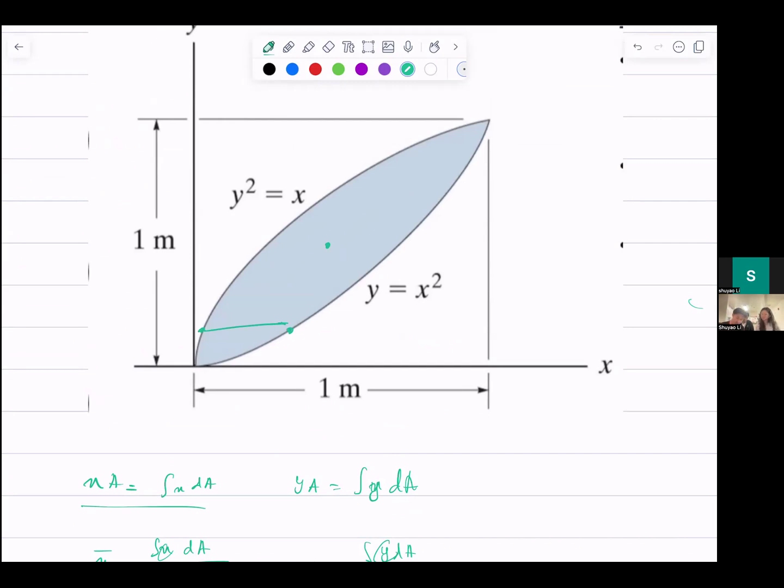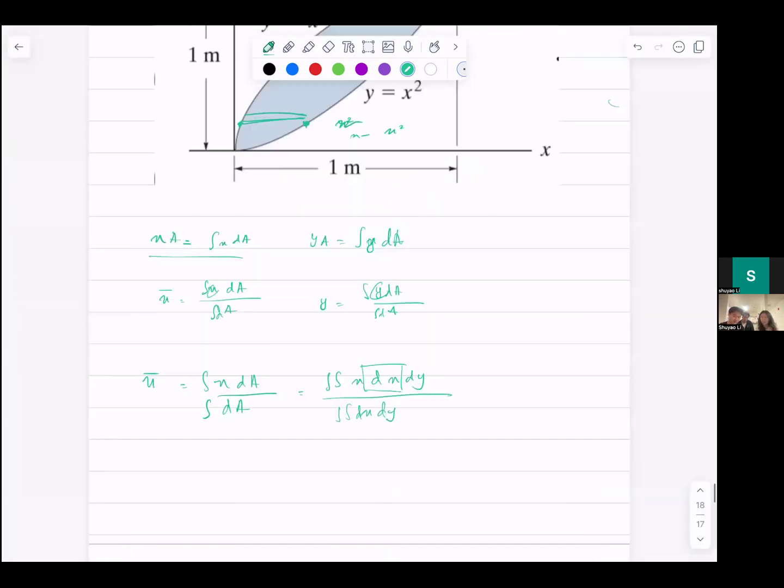So from this point to this point, that's a horizontal slice. Horizontal slicing, you are correct. So it's going to be from x squared to root of x. Oh, sorry, it's going to be x squared minus x, from 0 to 1. But isn't it root of x?